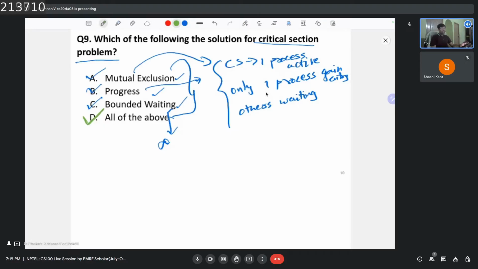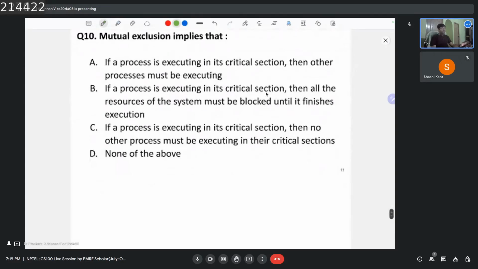Any doubts in this question 9? If not, we'll move to the last question. So mutual exclusion implies that if a process is executing in its critical section, then the other processes must be executing. Or option B, if a process is executing in its critical section, then all the resources must be blocked. Or option C, only one process can be executing in its critical section, or option D, none of the above.